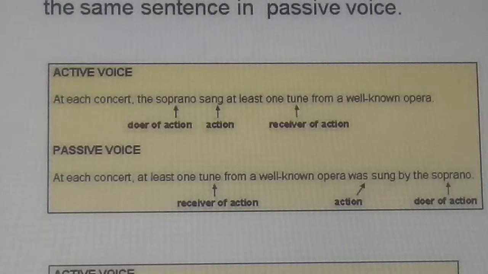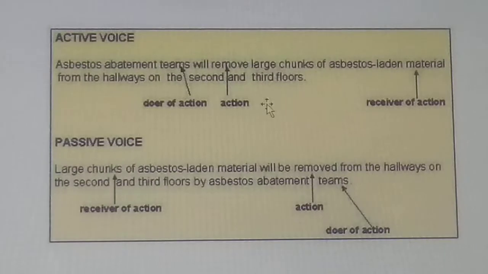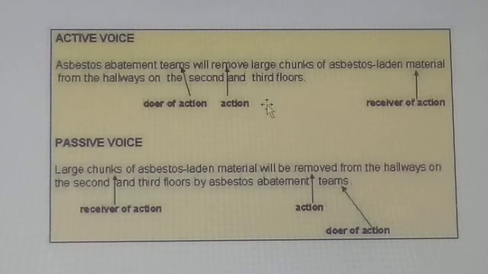Please note carefully. At each concert, now passive. At each concert, at least one tune from a well-known opera was sung by the soprano. The receiver of the action comes first in the passive. So tune, action, sung. Who did that action? Soprano. So this is what? Passive voice. Now look here.